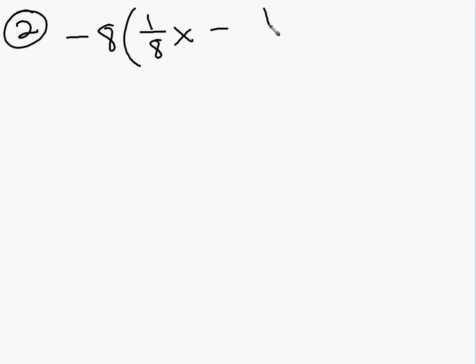Let's do another one of those just so you feel a little bit more comfortable. What if I had negative 8 times 1/8 x minus 1/4 y? This will be our last problem of the day. It's still the distributive property, so I'm going to distribute my multiplication to each of these. All right? Pay attention to your signs, though.